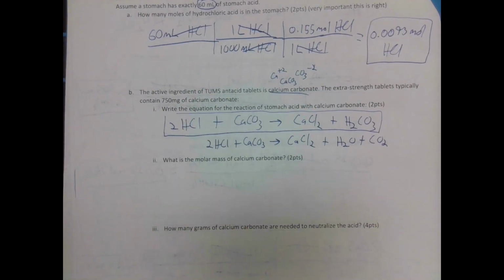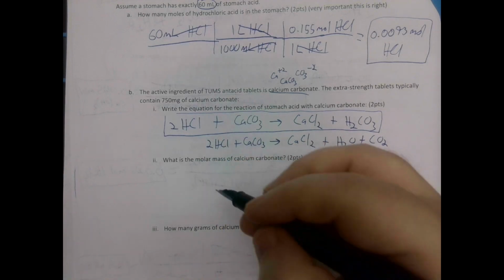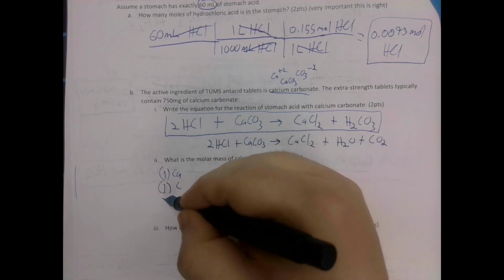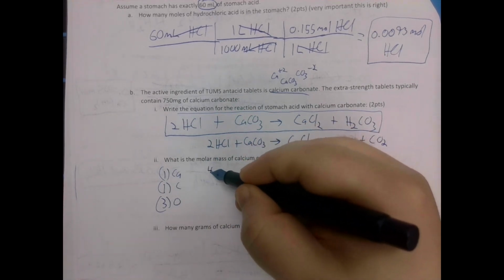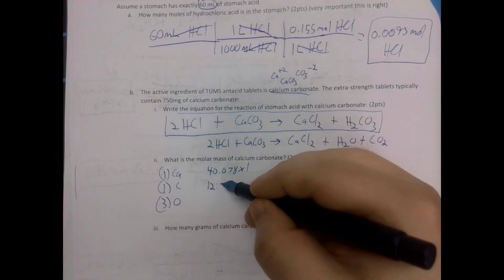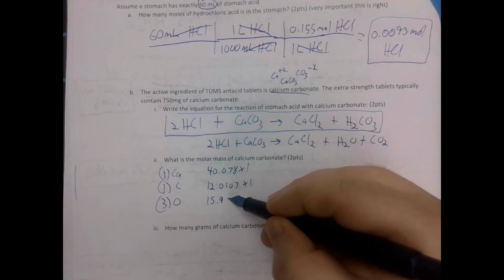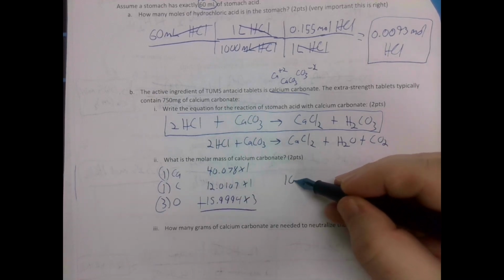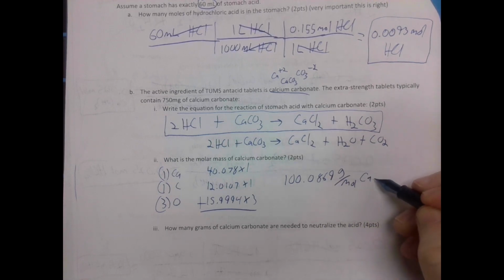So what is the molar mass of your calcium carbonate? So we're doing calcium molar mass, so that's the periodic table. We have 1 calcium, 1 carbon, 3 oxygen in calcium carbonate. So that'd be 40 times 1, 12.0107 times 1, and we have 15.9994 times 3. Add those all up, and we end up with 100.0869 grams per mole of calcium carbonate.